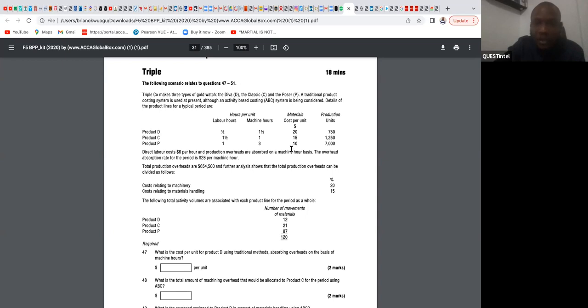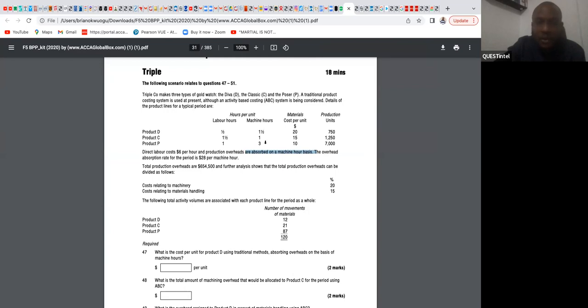So they said overheads are absorbed on a machine hour basis, right? Okay, so let's use machine hour. So 1.5 times 750 plus 1 times 1,250 plus 3 times 7,000. That will be our level of activity. Then our budgeted overhead is 654,500. So we'll see that that should give us that same $28 overhead absorption rate. So let's check that out.